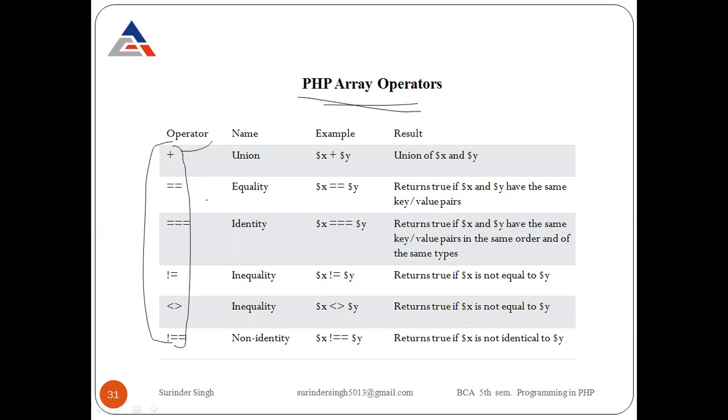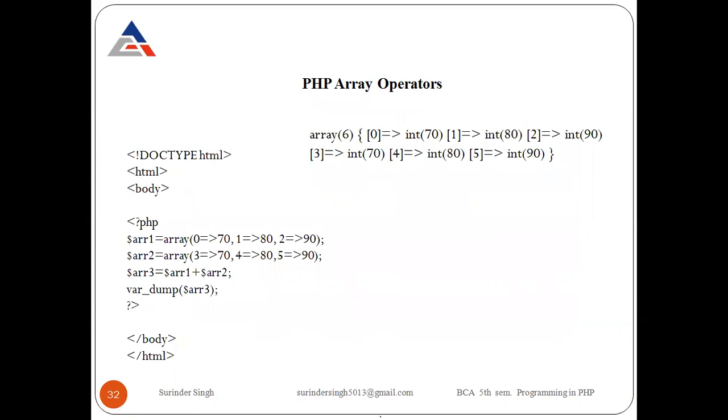Like union, equality, identity, inequality, and non-identity. These are the types of array operators. This is the example of union. We are doing union of two arrays, array 1 and array 2, but you cannot understand it now. When we cover the array topic, then you will be able to understand. Clear? At that time we will do all these array operators.